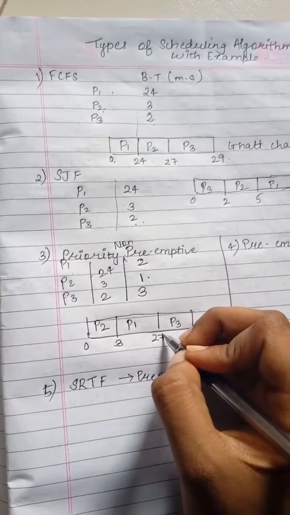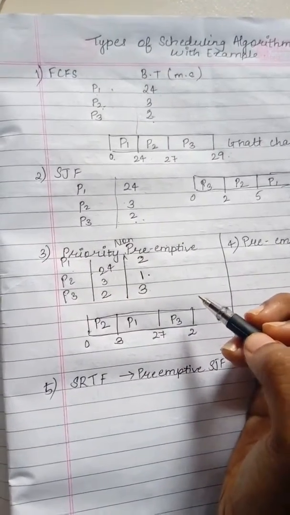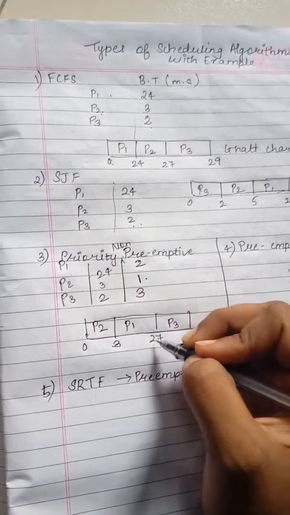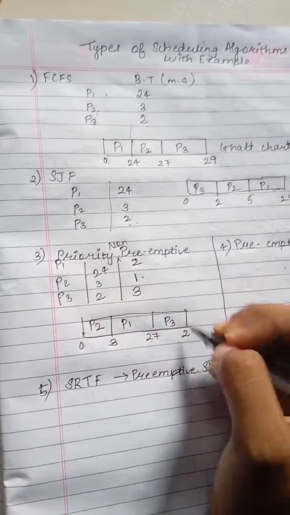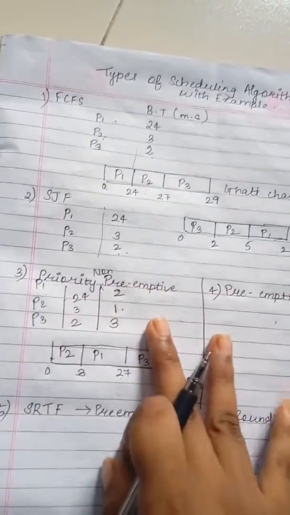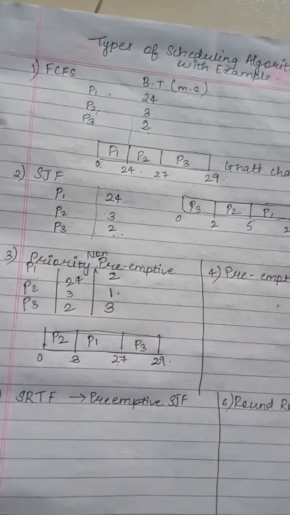Something mistake I have done. P1: 3 plus 24, 27, plus 2, 29. Now this is all about priority scheduling algorithm, which is non-preemptive.